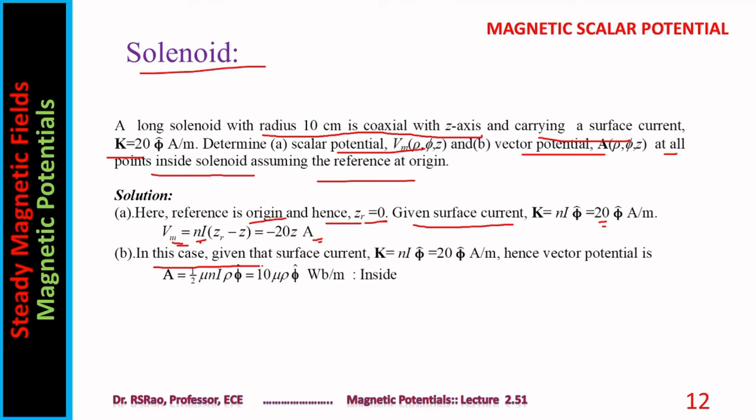B. In this case, given that surface current again is 20 phi cap, hence the vector potential A is half mu Ni rho phi cap. Substitution results in 10 mu rho phi cap Webers per meter inside.